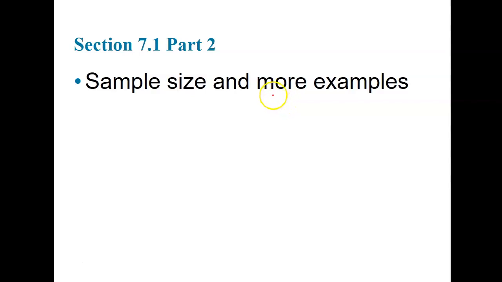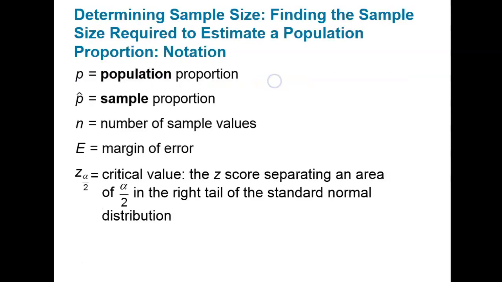Today we're going to be finishing up section 7.1, talking about confidence intervals, specifically those involving proportions, and then also looking at sample size and some more examples. Okay, so in order to talk about sample size, you should still know the same notations that we've used in the previous class, and so you can read through those if you need to.